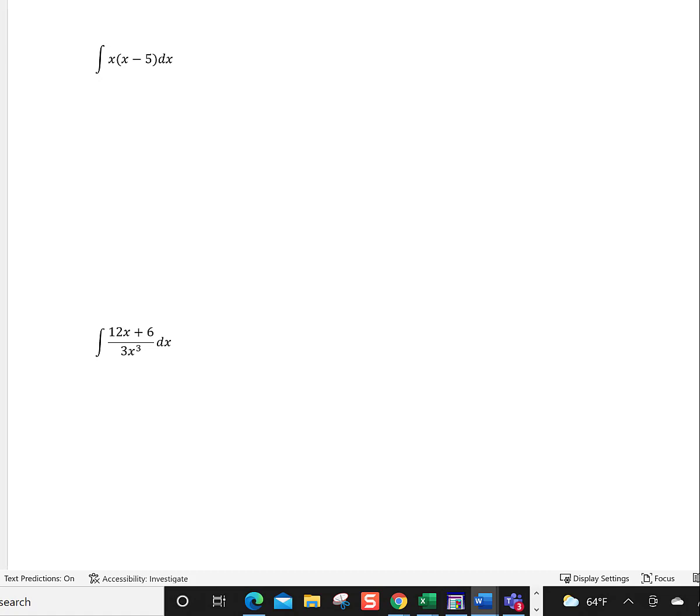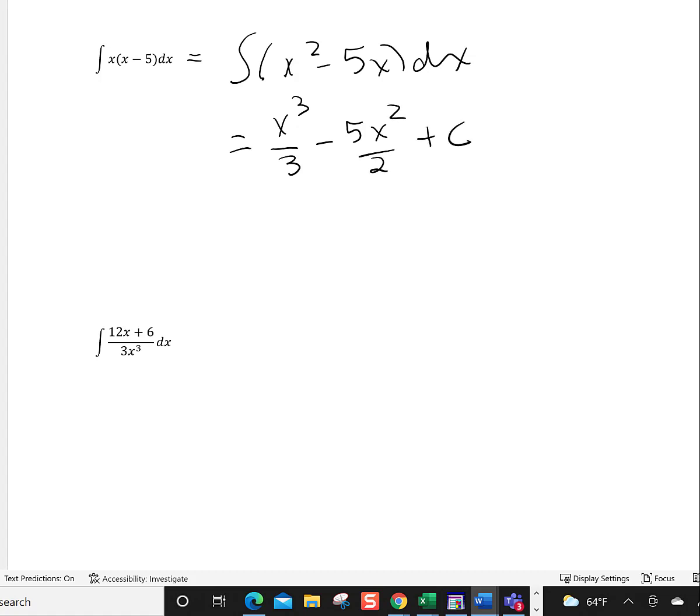So I'm going to multiply x times x minus 5. So I'm going to have the integral of x squared minus 5x dx. Now I can apply the power rule. So this is x cubed over 3 minus 5x squared over 2 plus c. It's important that you first multiply before you integrate.